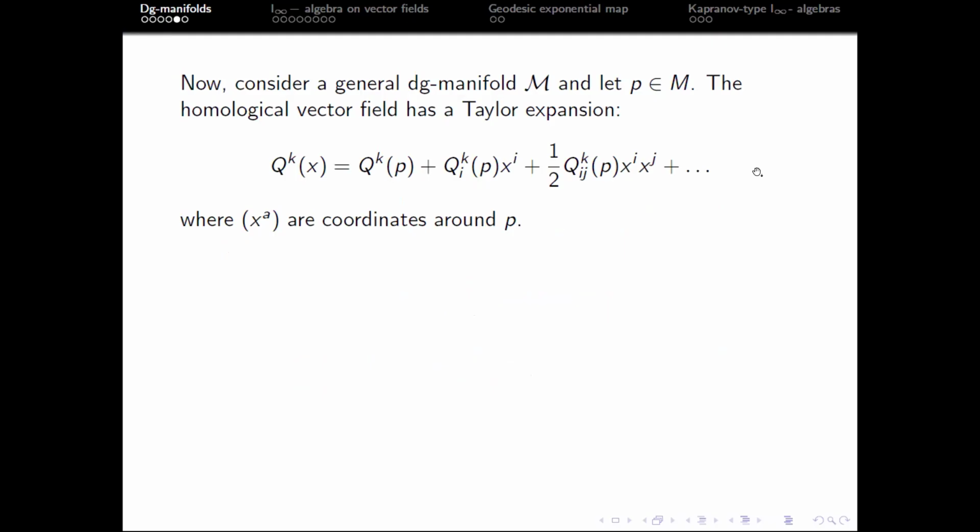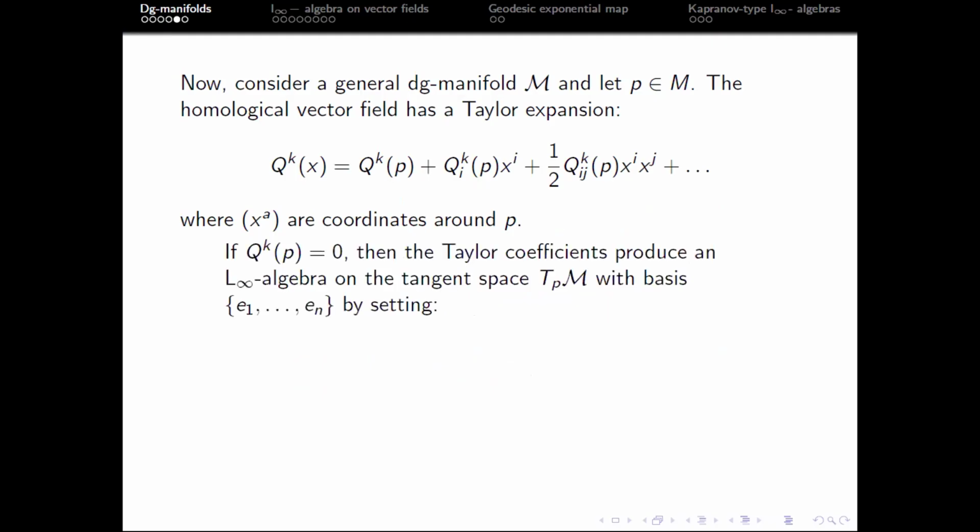Then, if one considers the Taylor expansion of the homological vector field Q, one has an expression that looks like this. And what we can do now is that we can define an L-infinity-algebra in the tangent space at the fixed point. So we do this in the following way. For the moment, we assume that the value of the Q field at the point P is just 0. And then by using these Taylor coefficients of this homological vector field at this point P, we define the brackets for the L-infinity-algebra by this prescription here.